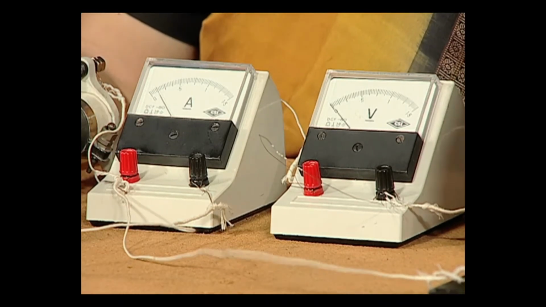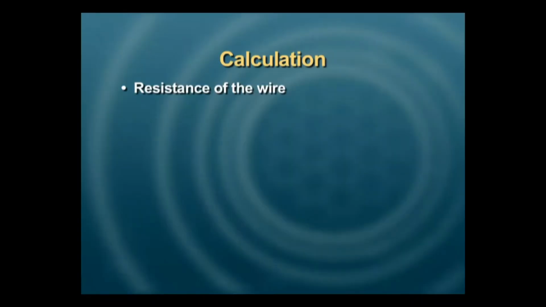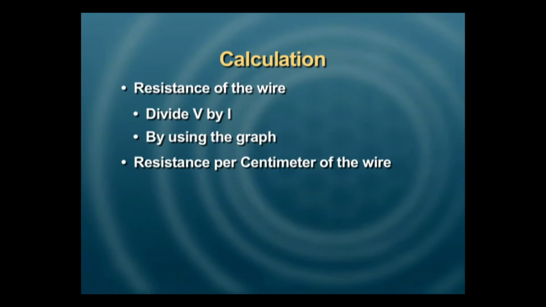Let me just put this off. You can set out to do the calculations. What calculations are required? The resistance of the wire, which you will get by 2 means. One, by dividing the value of voltage with current, and the second would be by using the graph. So, in both ways you can find the value of resistance. Then calculate the resistance per centimeter.